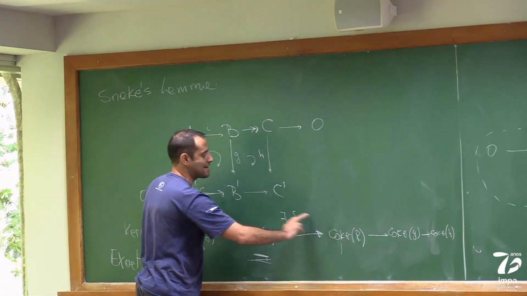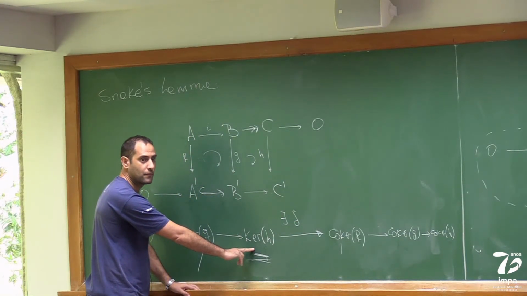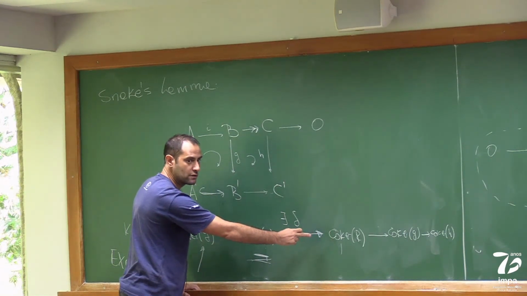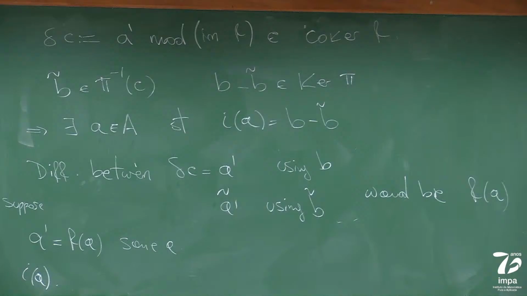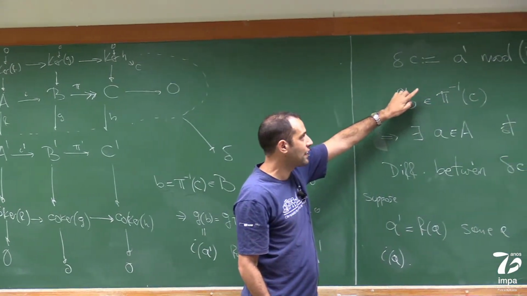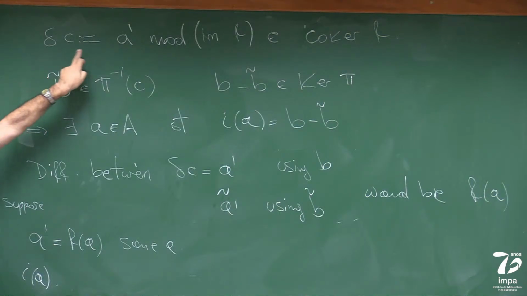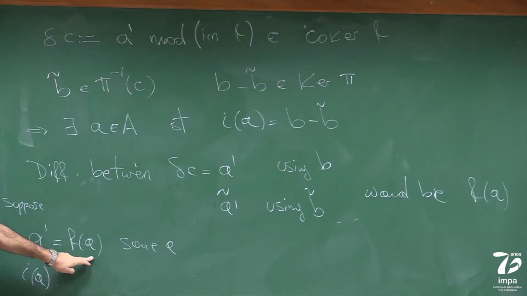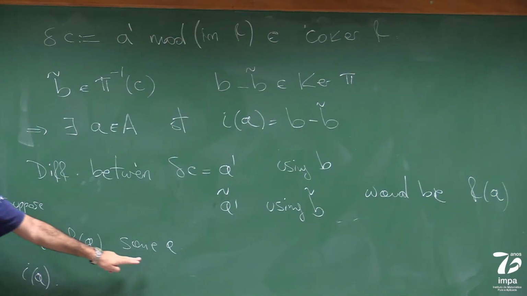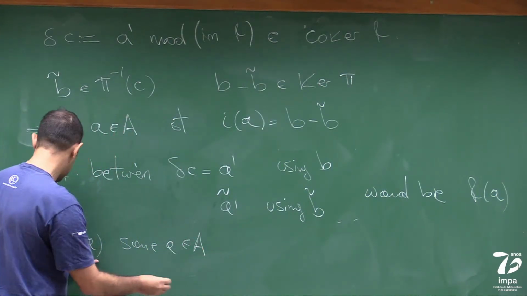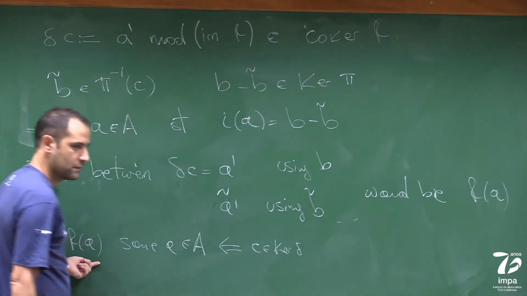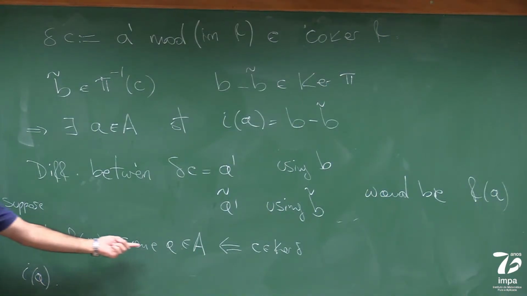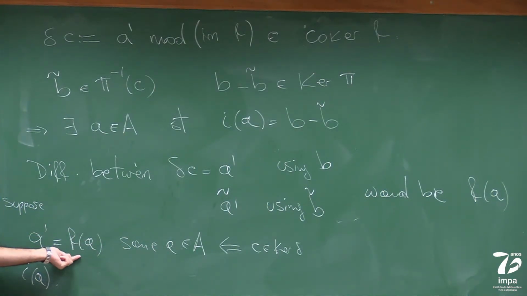So I'm checking that the kernel of this map is the image of this map. So I'm looking at when I am in the kernel. I grabbed an element C here, and what I'm proving is that, suppose delta of that C is 0. This means delta of C is A prime, which is in the image of F. So this means there exists some A in the A such that A prime, which is delta of C, is equal to F of A. That's the definition of being in the kernel of delta.